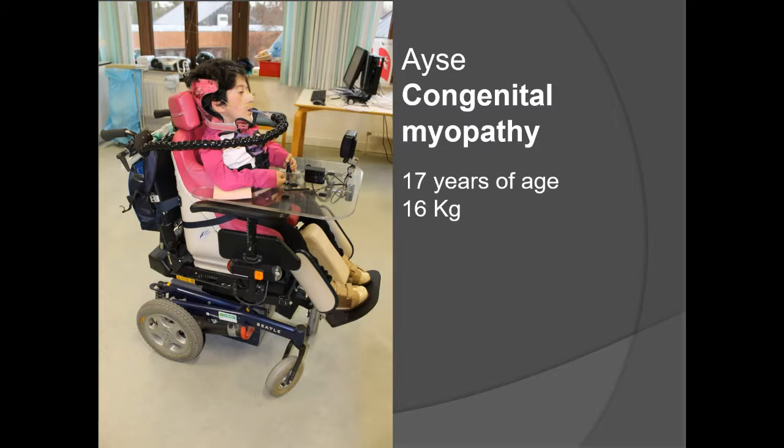This is another patient, I would say a child, because she has the body of a child. She's 70 years of age, but only 60 kilos. Her name is Aisha. She gave me the permission to use her picture. And she is a fantastic mouthpiece user, using the mouthpiece in front of her mouth.